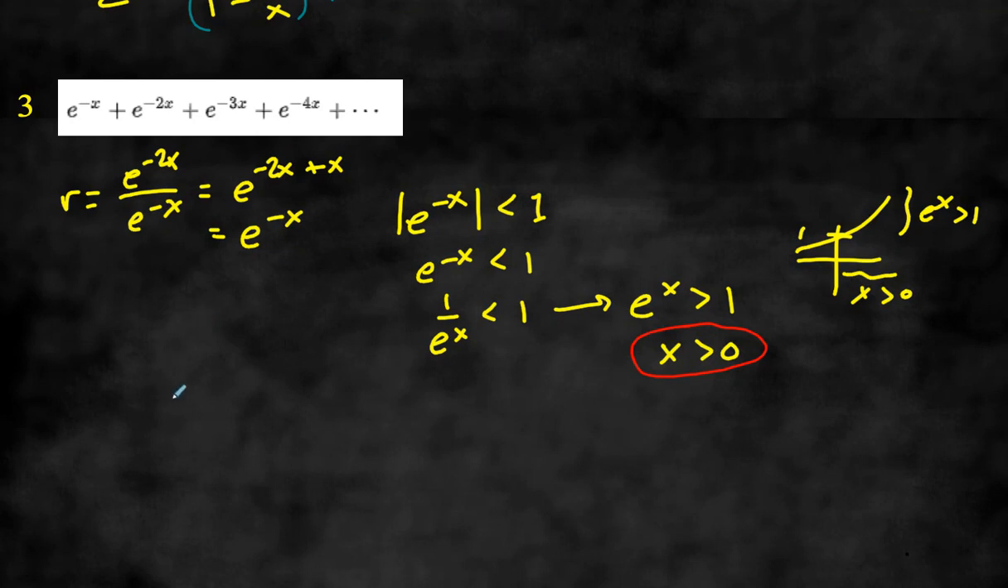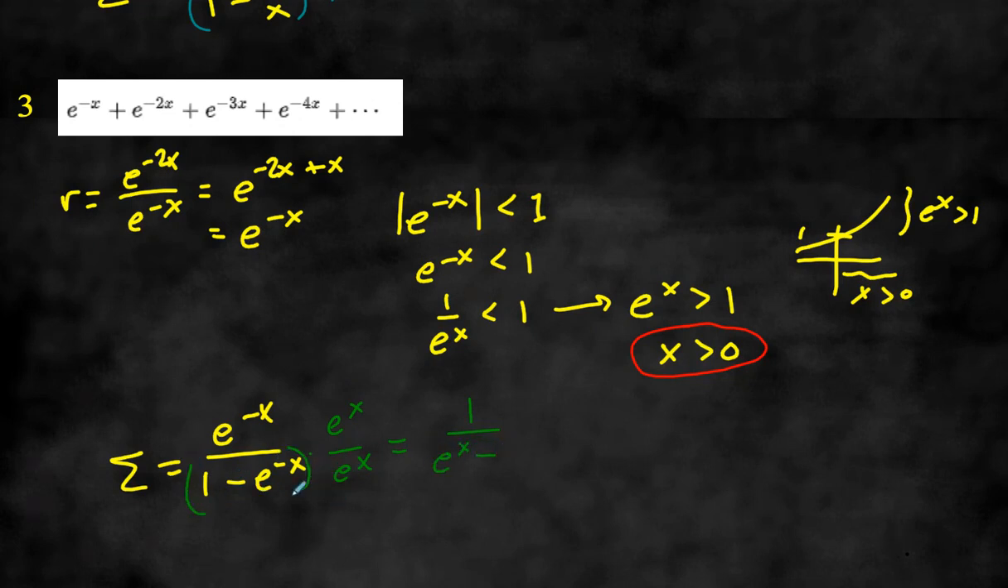Finally, the summation of this is the first term divided by 1 minus the common ratio, which is, again, e to the minus x. Not happy about all these negative x's here. So let's multiply by e to the x over e to the x. When you multiply an e to the negative x and an e to the x, you get e to the 0, which is 1. Down in the denominator, we do have to distribute. I get e to the x minus, well, there's that 1 again, 1. And so this would be the sum of the infinite series.